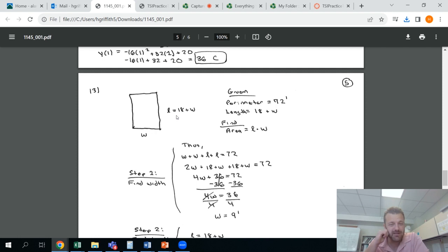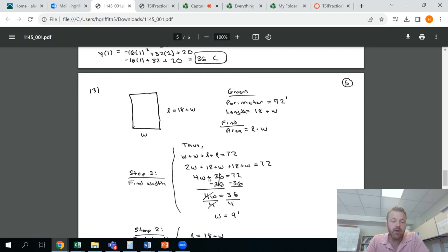So in order to do that, we need to know the width and the length. How are we ever going to solve for that? If you add up the width plus the length plus the length, you get 72, because that's the perimeter. How can we simplify this equation, since we can't solve for two variables with one equation? We substitute in that the length is just 18 plus the width. So you get W plus 18 plus W plus 18 plus W equals 72. Combining like terms, you get 4W plus 36 equals 72.